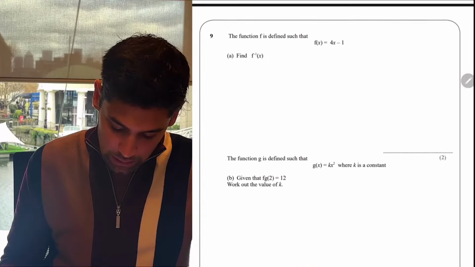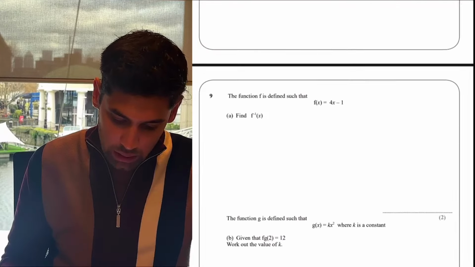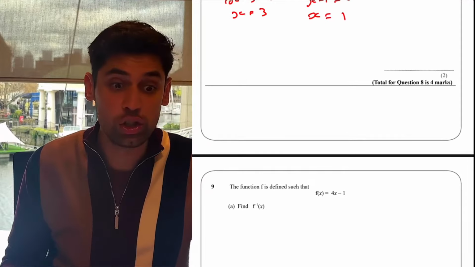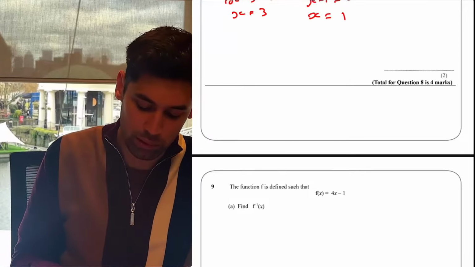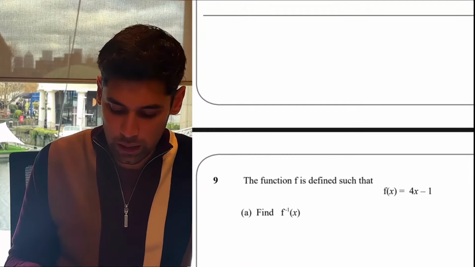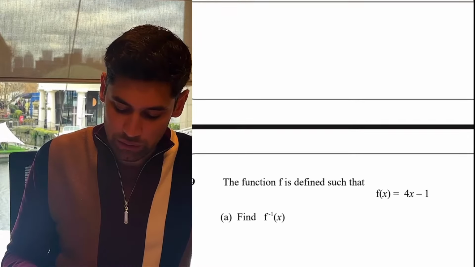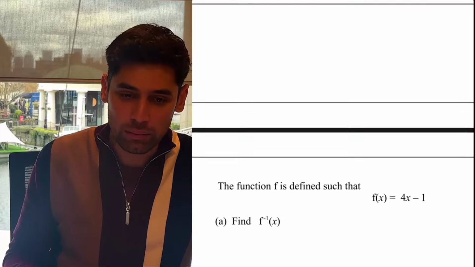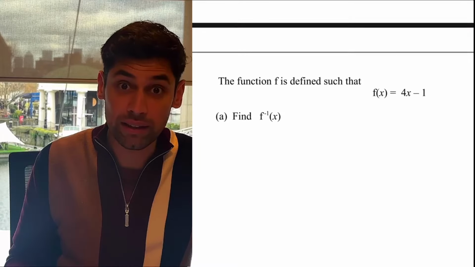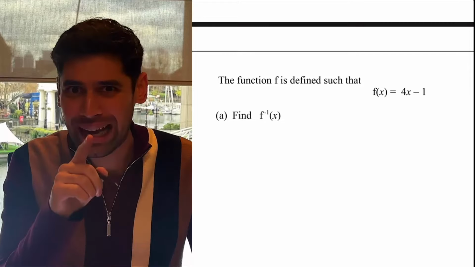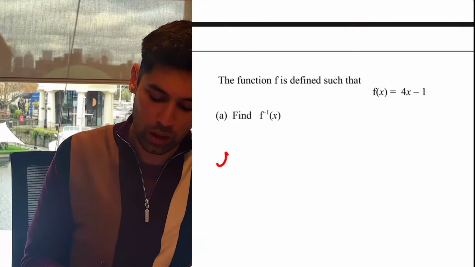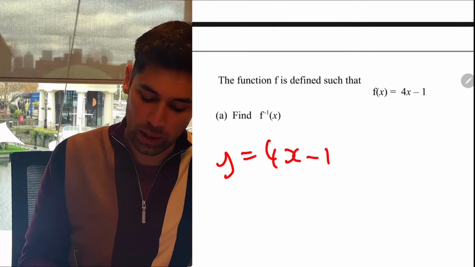Okay, and let's round off functions by doing an inverse function, just to jog our memories from before the break. Let's see how much you remember from just 15 minutes ago. Function f is defined such that f of x equals 4x minus 1. Find the inverse. Remember what the first step we do is? Make y equal to the equation. Y equals 4x minus 1.